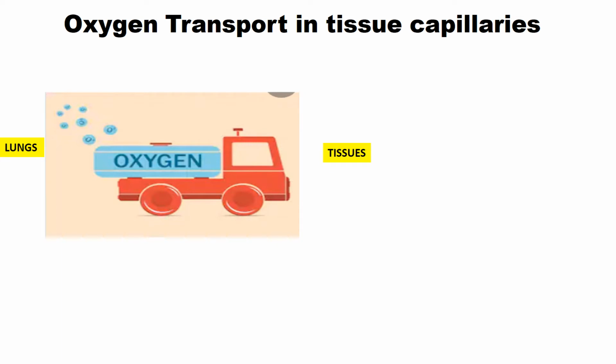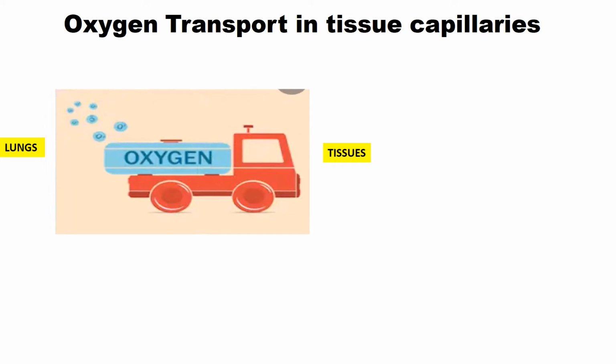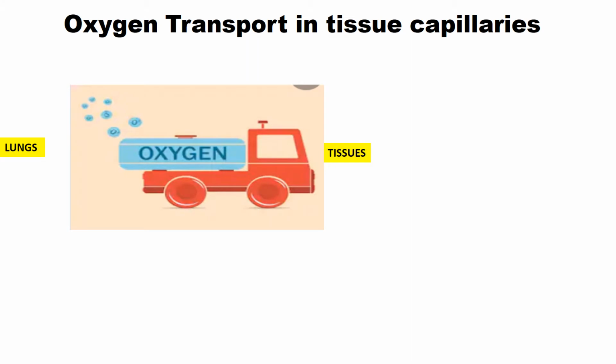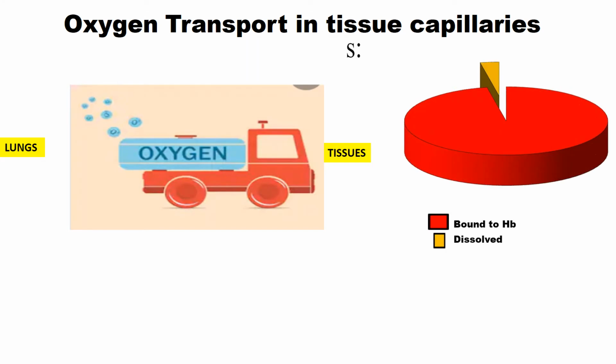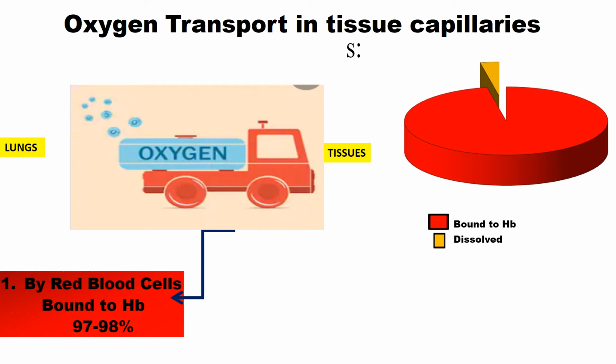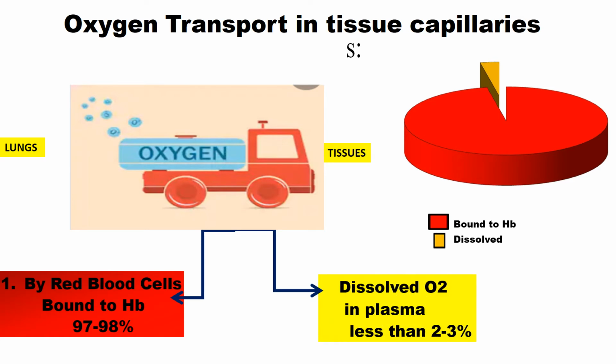So the oxygen that has diffused from the alveoli into the pulmonary blood is transported to the tissue capillaries in two major forms. As you can see in this pie chart, the larger proportion is the bound form, that is bound to the hemoglobin, and it is 97 to 98%. The second is the dissolved proportion shown in yellow color, and it is dissolved in plasma and it comprises approximately 2 to 3%.